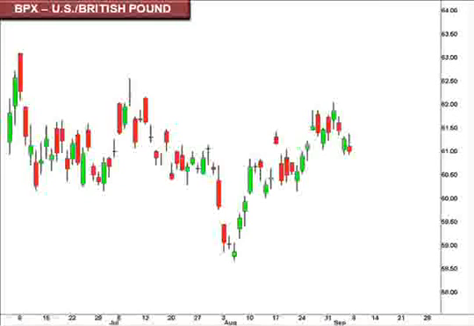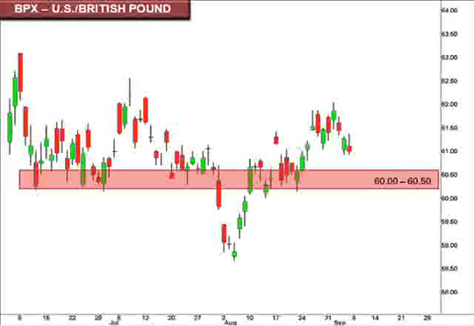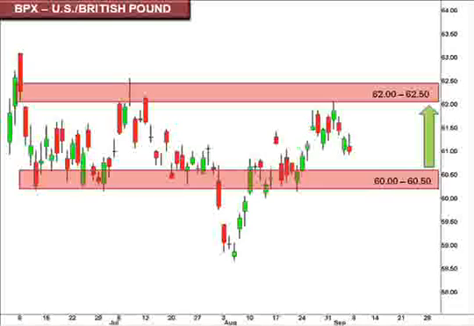Let's take a look at the BPX, the US versus the British pound. It appears as though our pair value is heading back down to test that 60 to 60.5 support level identified here. Now, we did have a test of this 62, 62.5 focal zone earlier on in the week, and we did see rejection here. Unless we see a break above 62, we still believe that the path of least resistance for this pair value as well is to the downside.